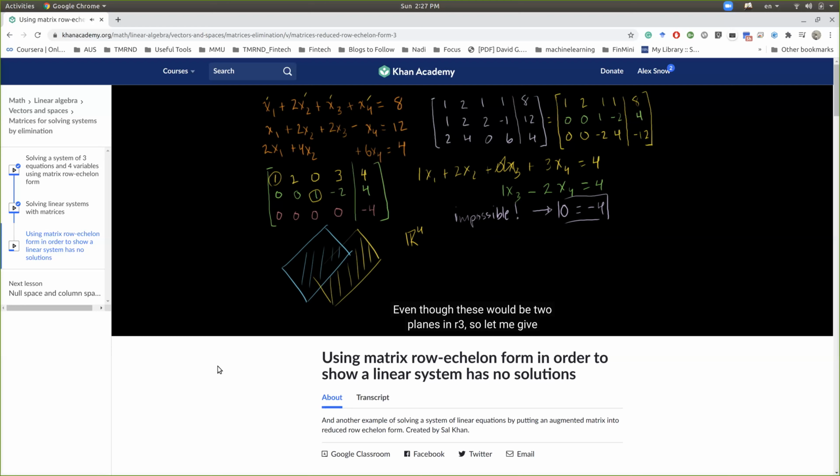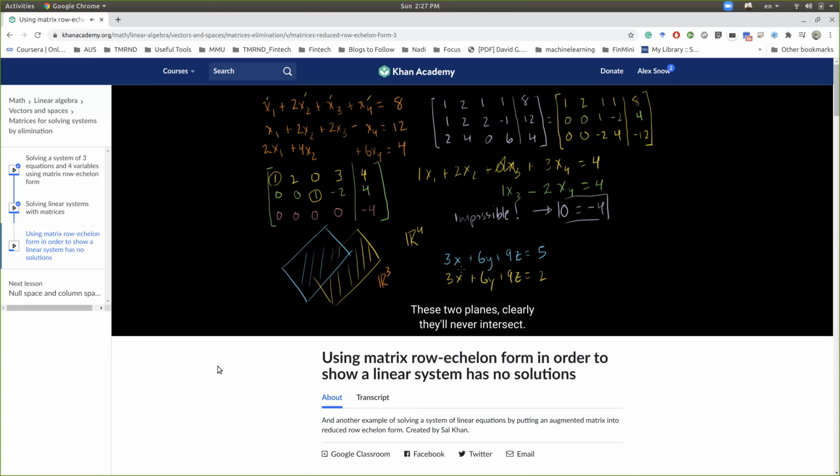So let me give an example. Let's say that this first plane was represented by the equation 3x plus 6y plus 9z is equal to 5. And the second plane was represented by the equation 3x plus 6y plus 9z is equal to 2. These two planes are in R3.